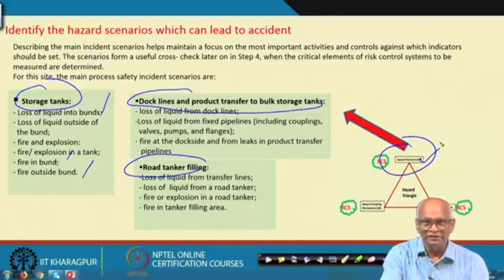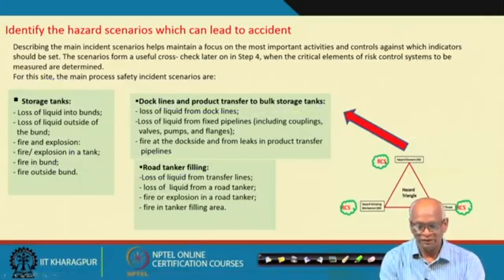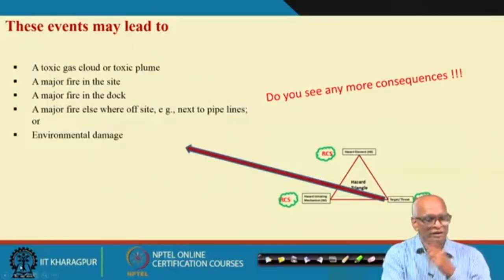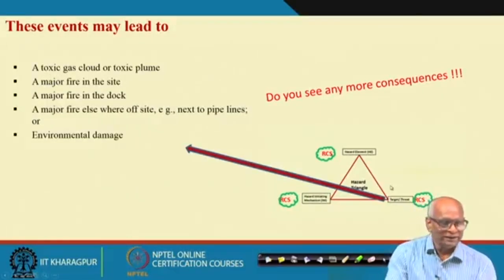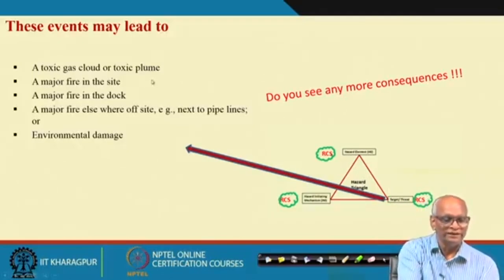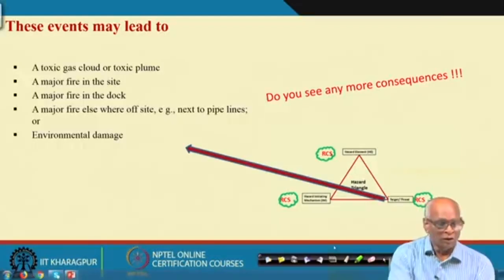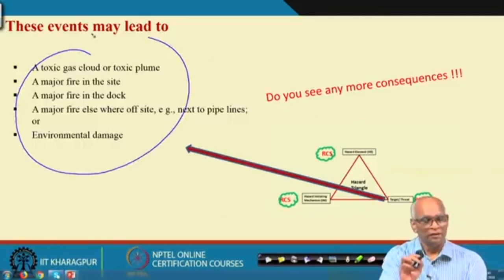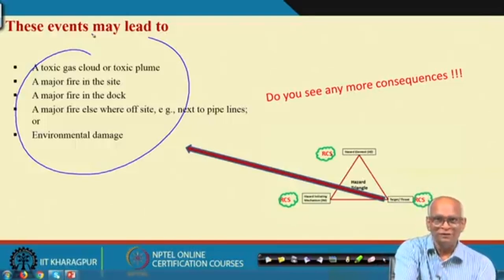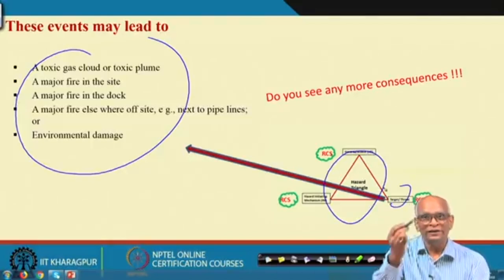Now, for these hazardous elements, we have to see the initiating mechanisms. What are the initiating mechanisms for this? If the initiating mechanism fails, we will have a toxic gas cloud, a major fire at the site, a major fire at the dock. All are very, very hazardous, very, very dangerous for the organizations. We have put some of the outcomes in the safety triangle. This is the outcome. Now, we will go for the initiating mechanisms.